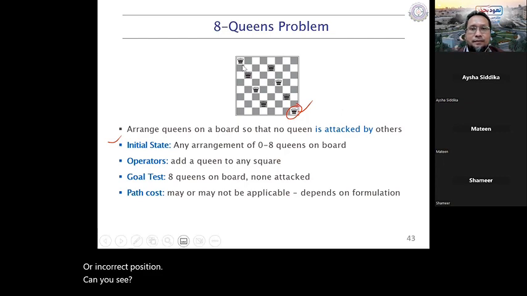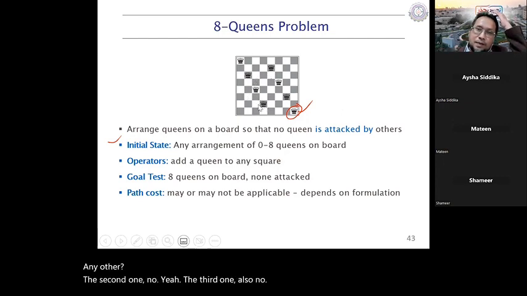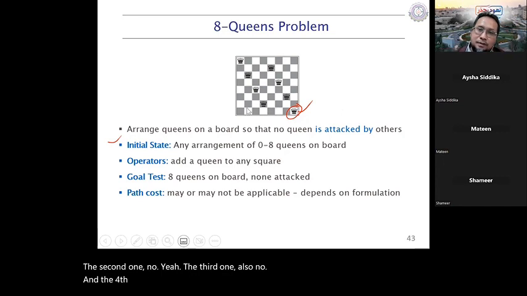Any other? The second one, no, yeah. The third one, also no. And the fourth one, also no. And the fifth, no. The fifth, is there a mistake or not?